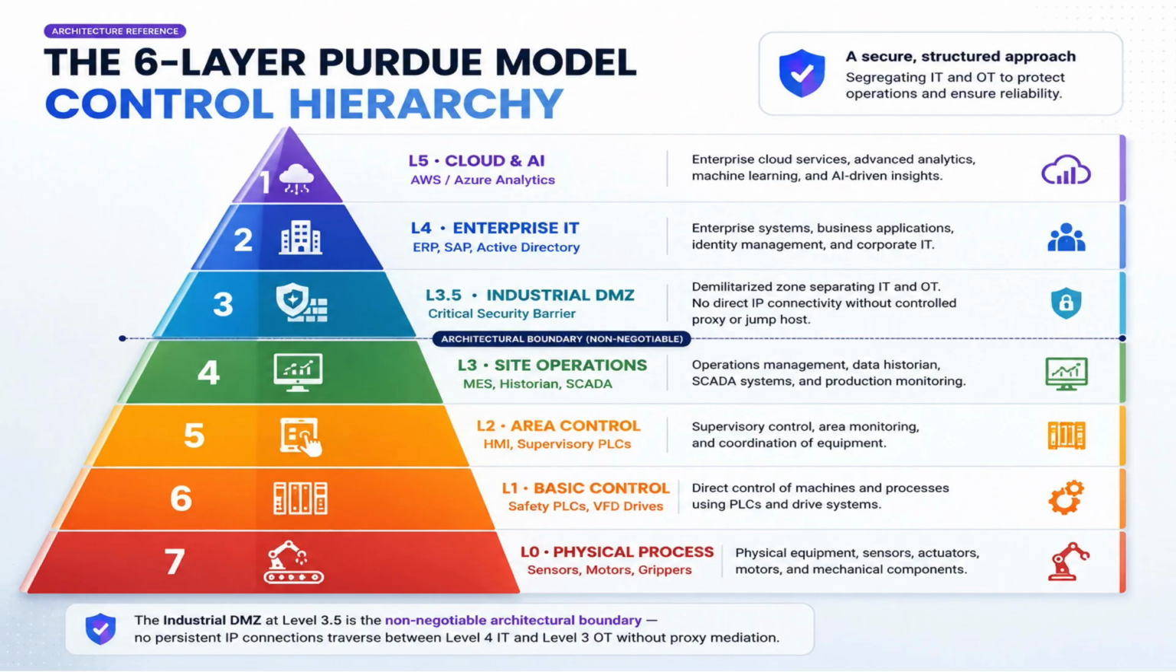The most critical asset on this entire slide is level 3.5, the industrial DMZ or demilitarized zone. Level 3.5 acts as a non negotiable firewall boundary. Its job is simple: ensure that no direct IP connection ever exists between enterprise IT at level 4 and physical shop floor controls at level 3 and below.